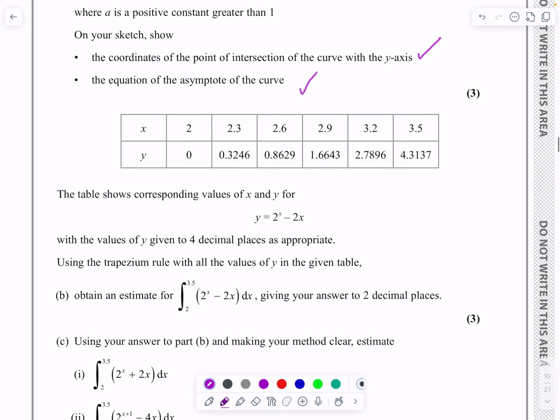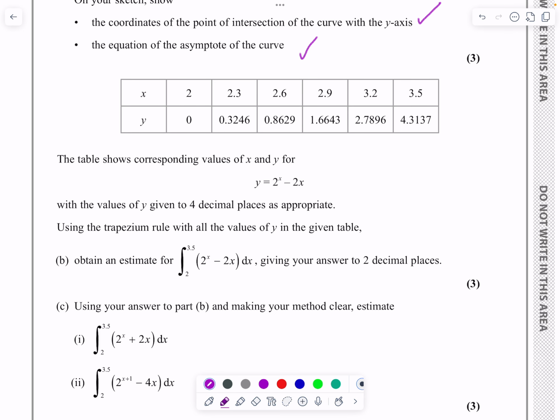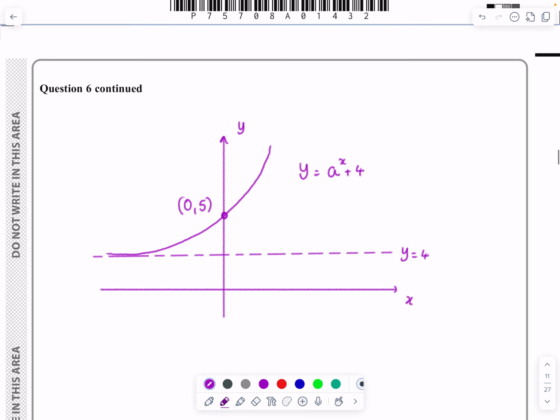Okay, let's have a look at the trapezium rule for the second part then. So it says part B, obtain an estimate for this thing here, giving our answer to 2 decimal places. So let's just make sure that from 2 to 3.5, from 2 to 3.5. So yeah, all my values are going to be within the table there, and what I'm going to want to do, which I generally tend to do on the table, is just to label these. I've got y0, y1, y2, y3, y4 and y5 when I'm subbing everything into the trapezium rule. So what is the trapezium rule then? The trapezium rule, let's go down and start doing our answer.